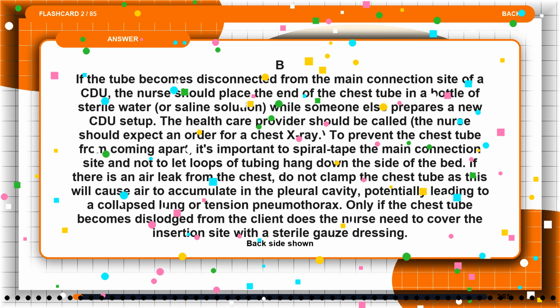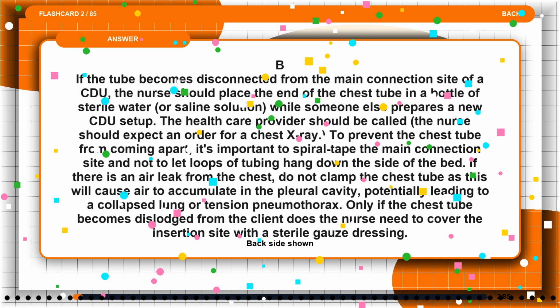The answer is B. If the tube becomes disconnected from the main connection site of a CDU, the nurse should place the end of the chest tube in a bottle of sterile water or saline solution while someone else prepares a new CDU setup. The healthcare provider should be called. The nurse should expect an order for a chest X-ray.